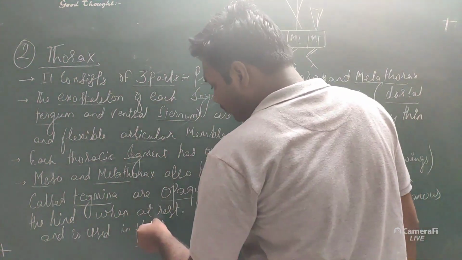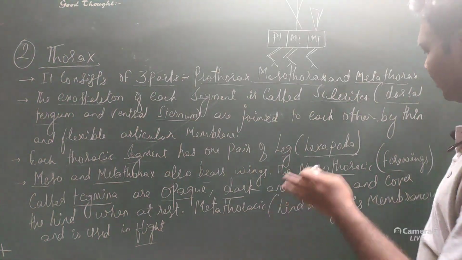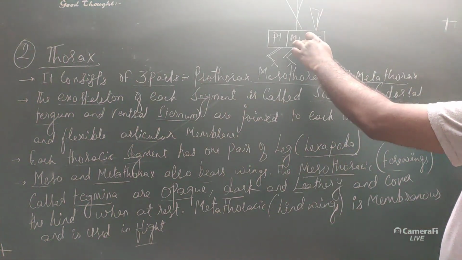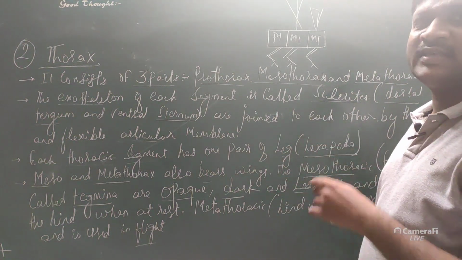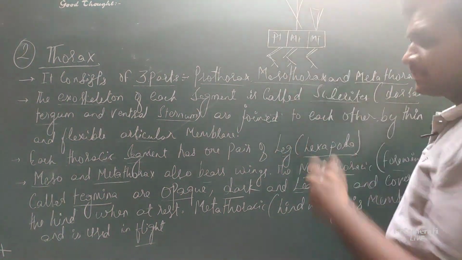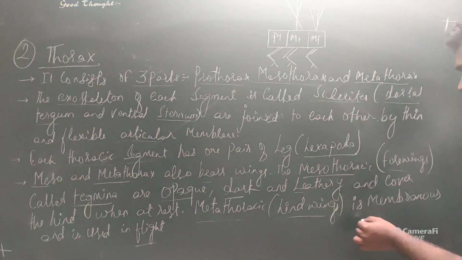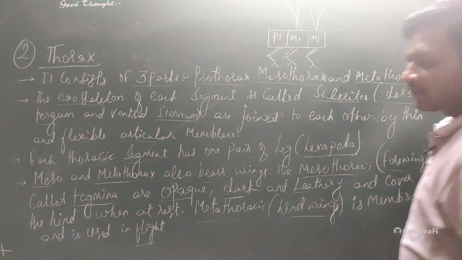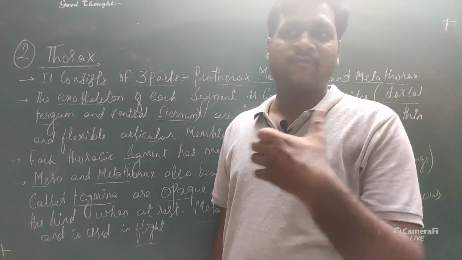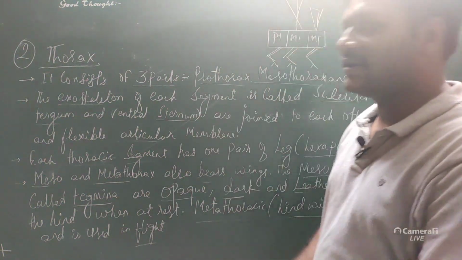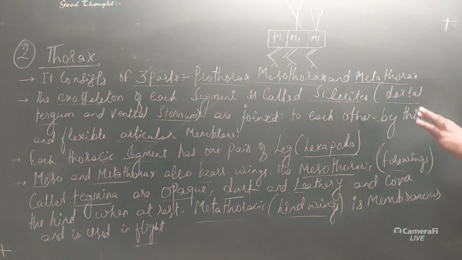When at rest, during the resting condition, the mesothoracic wings cover the hind wings also, because they are larger than the hind wings. The metathoracic wings, that is the hind wings, are membranous and used in flight. So when the cockroach takes flight, these metathoracic wings are used. So this is the thoracic part.